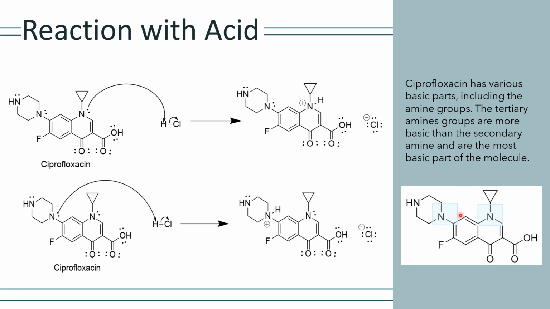Ciprofloxacin has various basic parts, including the amine groups, with the tertiary amines being the most basic. In the presence of an acid such as HCl, the lone pairs on the amine groups will take that hydrogen and we'll have a positively charged nitrogen and a negatively charged chlorine.